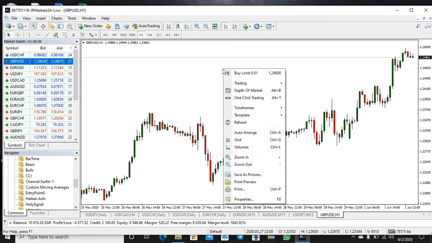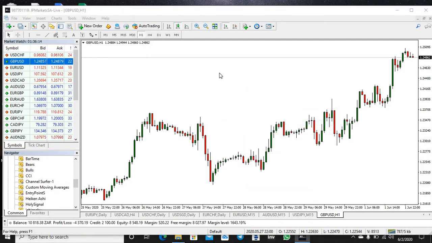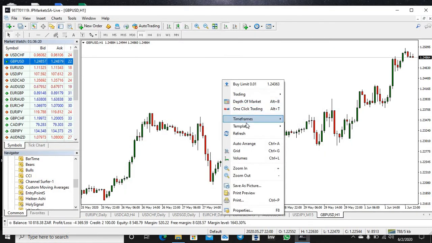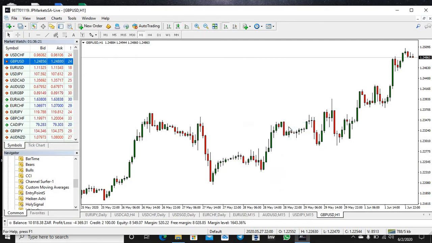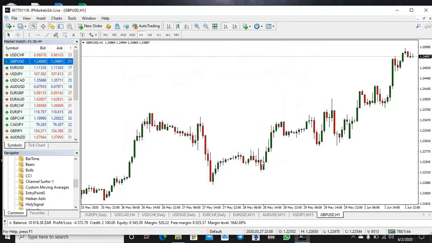So what I'm gonna do is go to templates, and then say, no, that's not it. You go to templates, you say save template, right? So you're gonna name your template. You say my graph, I'll put 2 because I already have a template that I've saved, and then that's it.